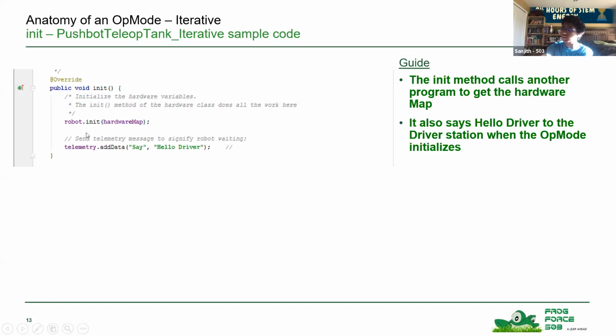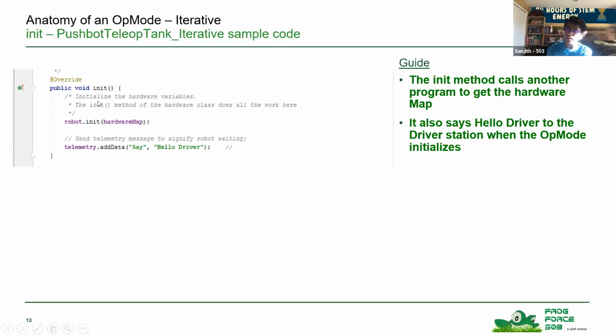So if you look at this first function, this init function, notice this annotation right here. Like Roshan said, everything starting with this @ means that it's an annotation, and these are put over functions, variables, classes, anything that's declared like that. You can put annotations over it. So this override means that this class pushbot teleop tank iterative is extending a class called op mode, and since it's extending that class, it automatically has all the functions from op mode within it.